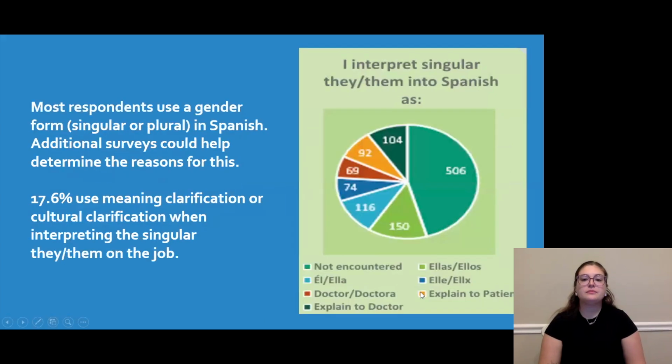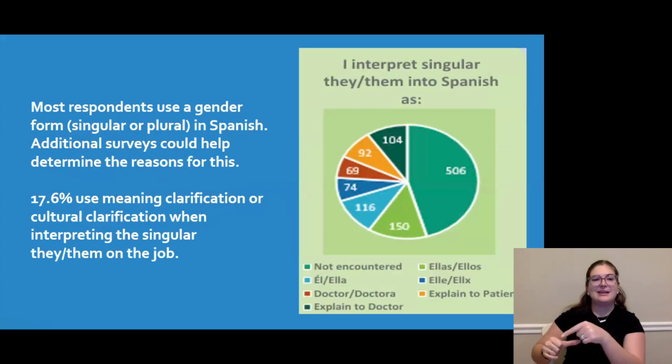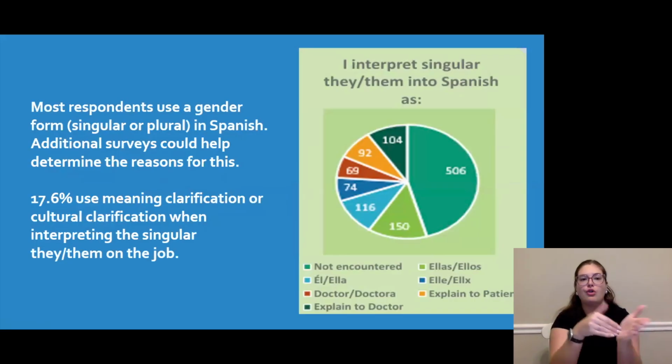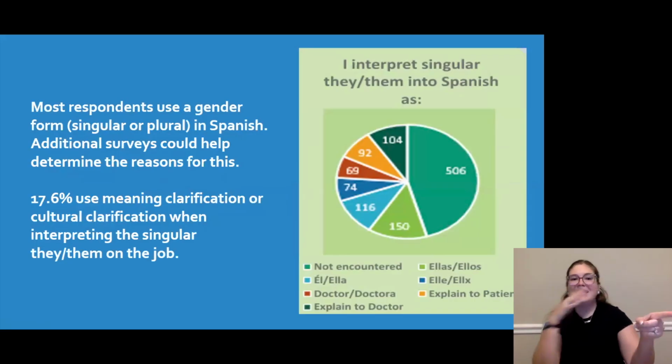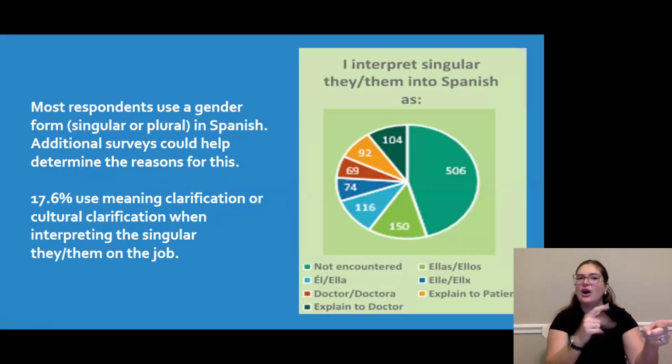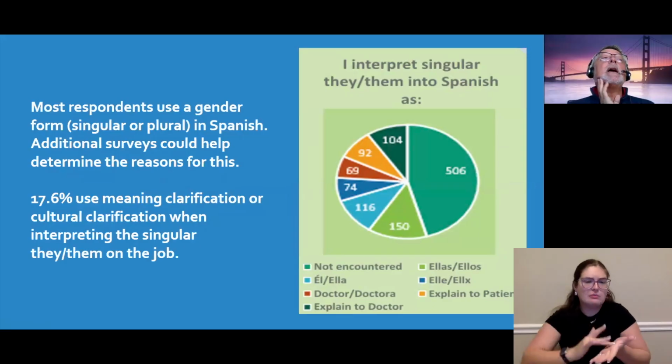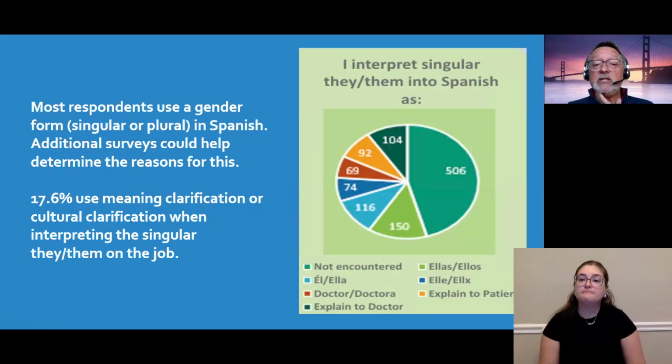I always struggle when the medical assistant talks about the doctor, and I still don't know the doctor's gender. How to correctly interpret in Spanish el doctor o doctora? El médico? That's a really, really good question.